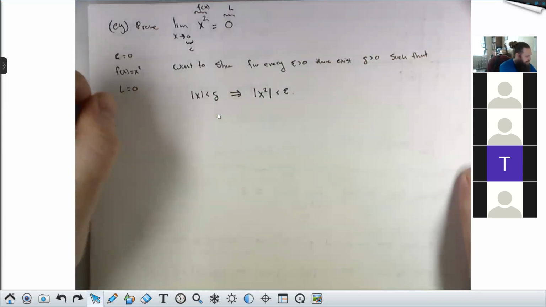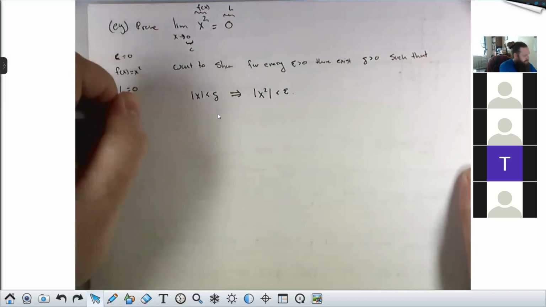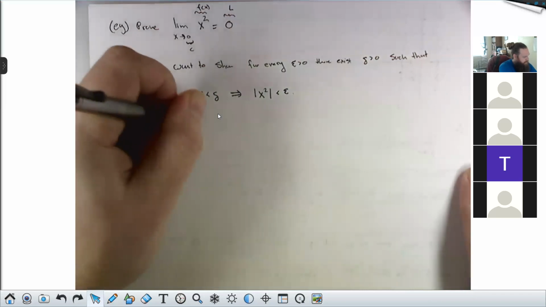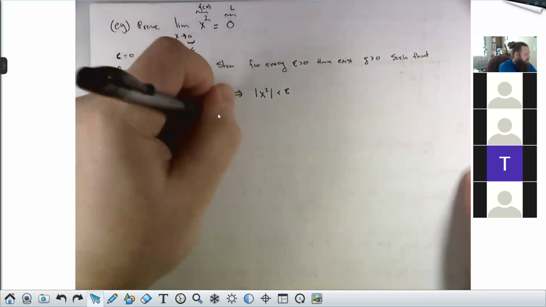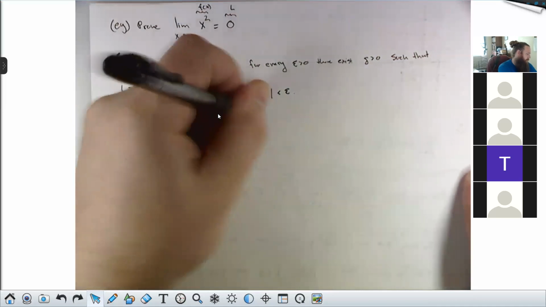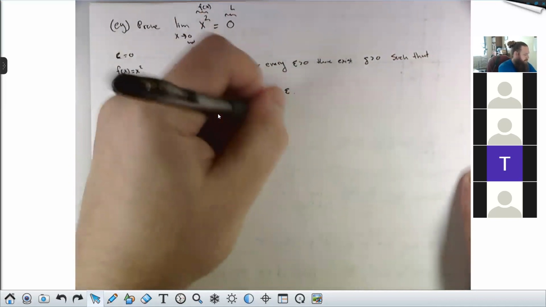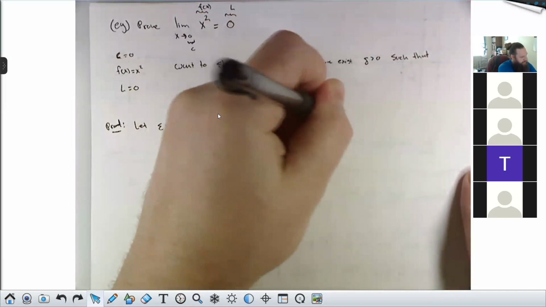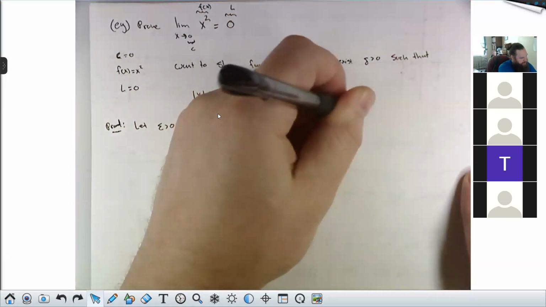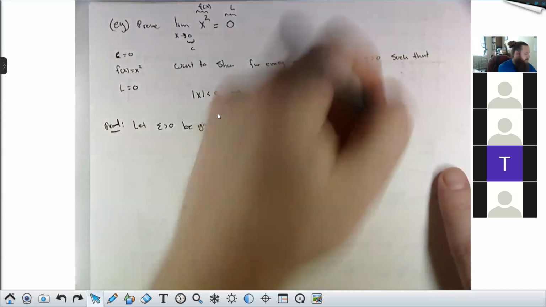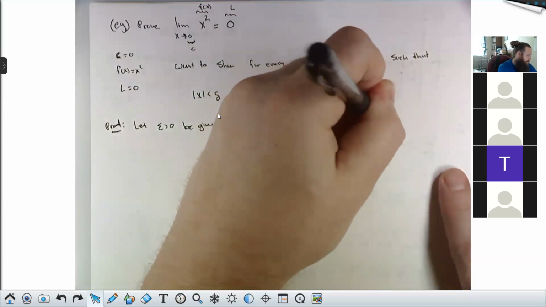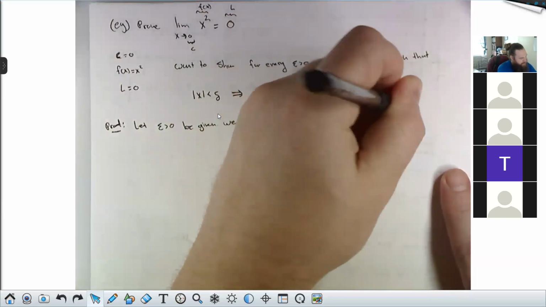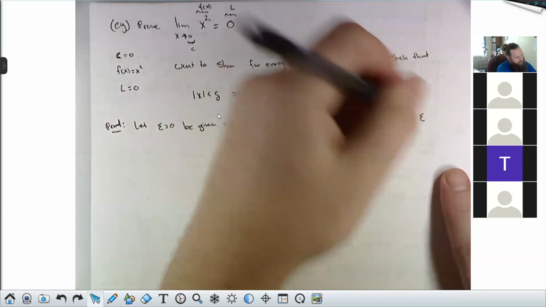So proof. Again, let epsilon greater than 0 be given. We seek delta. If the absolute value of x squared is going to be less than epsilon, that's the same thing. Here are some rules for absolute values. That's the same thing as saying the absolute value of x, squared, is less than epsilon.